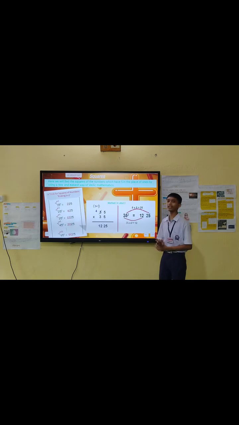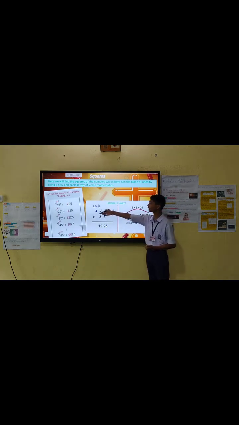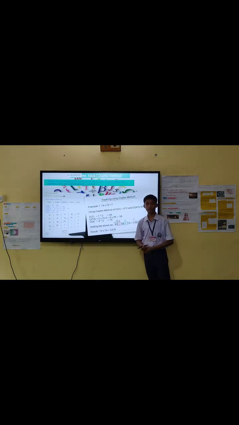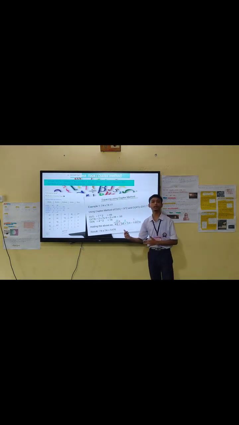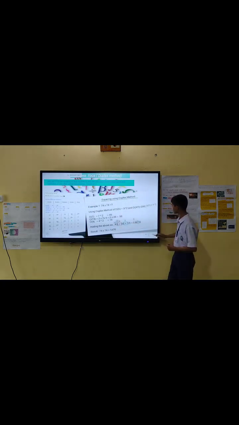Next, squares which are ending at 5. So basically we can easily find out the squares of those types of numbers by the process given below, and I have shown you some examples here. Next, Dvandva Yoga or duplex method. We can find out the Dvandva Yoga, meaning the duplex or the square of any 2-digit or 3-digit number, by the process given below.